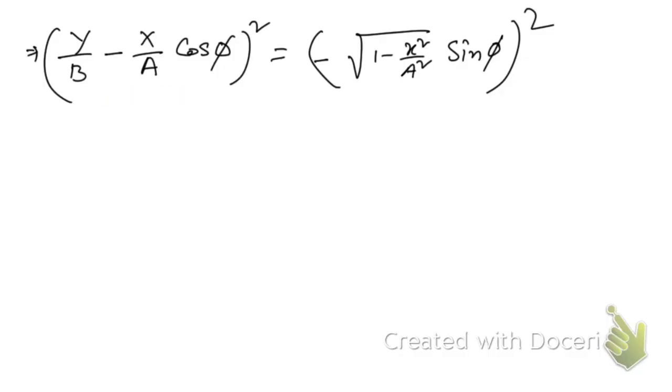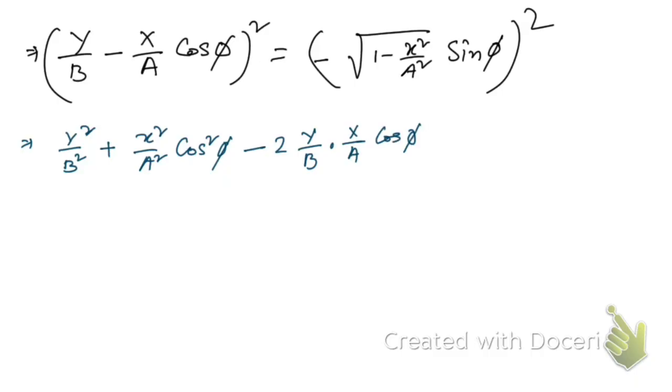Now let us apply the a minus b whole square formula here. Then that's going to be y square by b square, plus x square by a square cos square phi, minus twice ab, where a is y by b and b is x by a into cos phi. That's what we're going to have. On the other side, the square root will be removed on squaring, and if you multiply with sine phi, on squaring this is going to be sine square phi, so we get sine square phi minus x square by a square sine square phi.